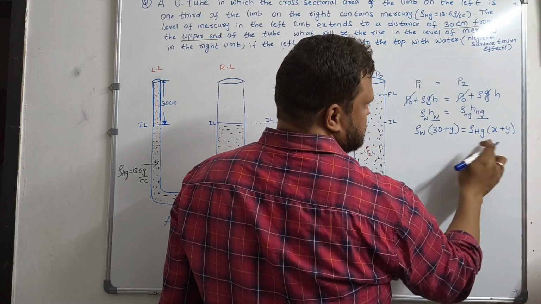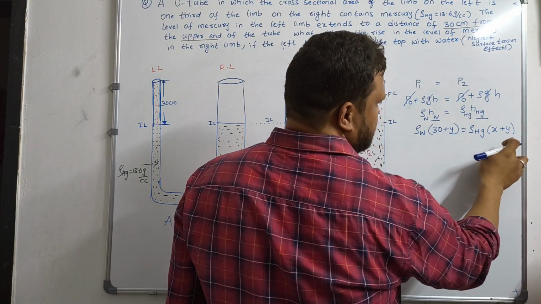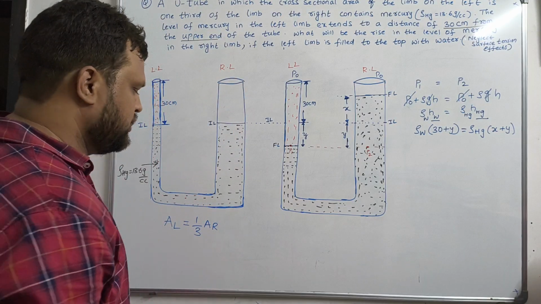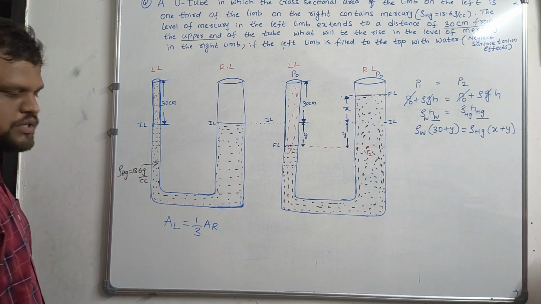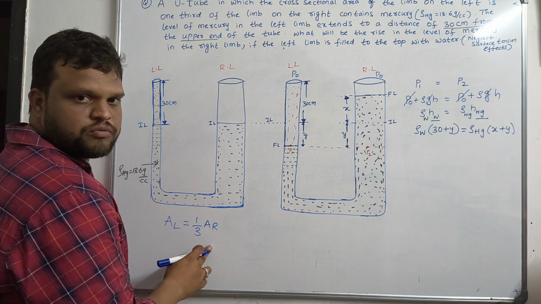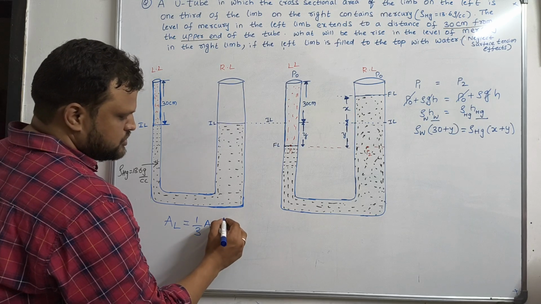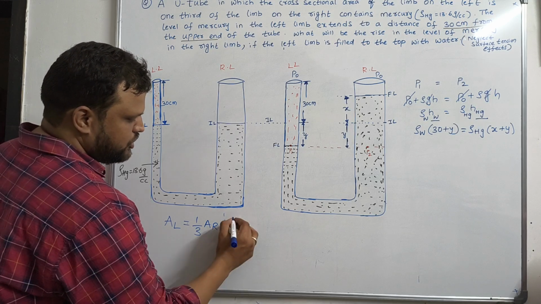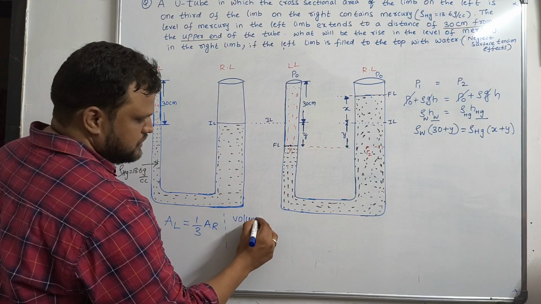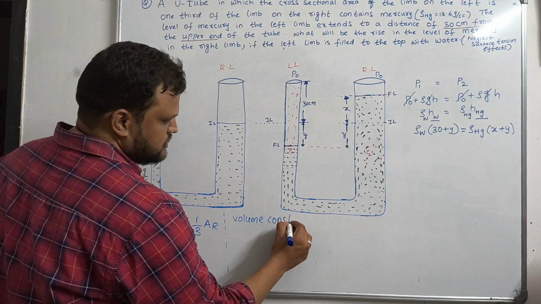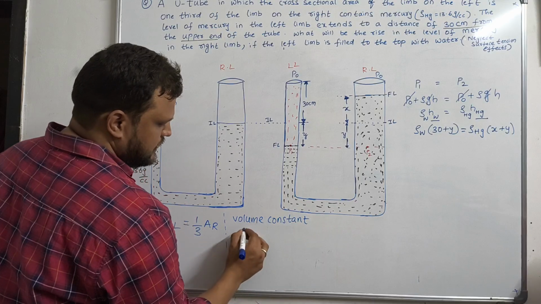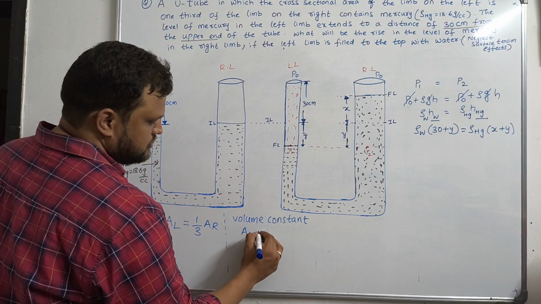Now if you see this equation, there are two unknowns. One is x, other one is y. Now in order to get x and y, we can use the condition which was given in the question: A_L equals 1/3 of A_R. So I can write that as a volume constant assumption. So we can take that A_L into h.